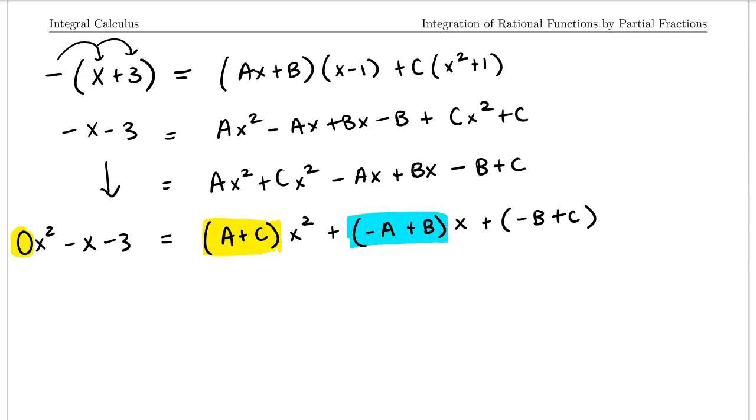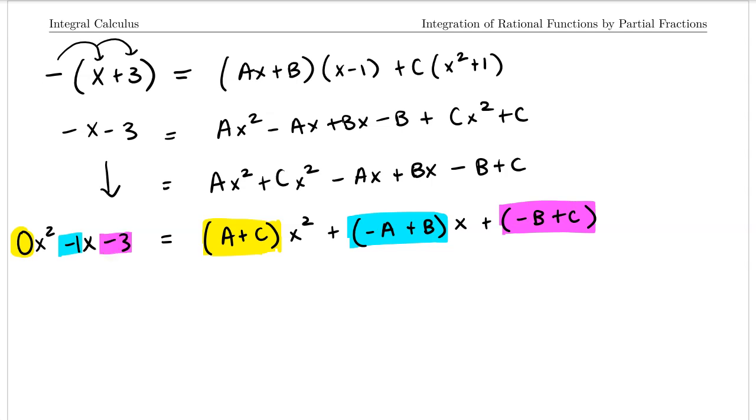My linear term, I have my coefficient is negative a plus b. That's equivalent to negative 1. And if you want, you could put a negative 1 there. And then my constant term, I have negative b plus c. And then on this side, my constant term is negative 3.